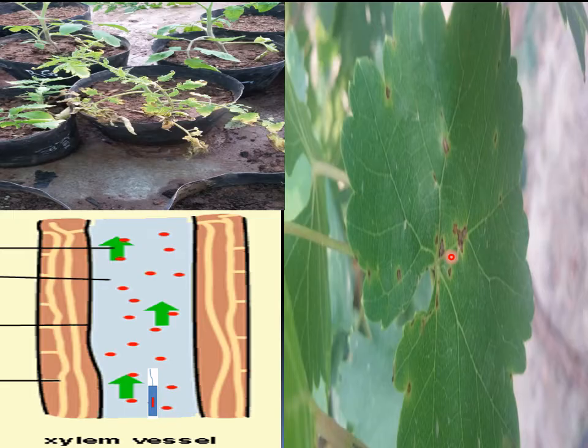And if we move on to the left side of the screen, you clearly see a bacterium and then there is a xylem vessel. So water is moving upward. And if water is moving upward, the bacterium is also moving upward. And then it is distributed all over the plant. Such lesions are known as systemic lesions, which could lead to the complete death of the plant, like in the case of wilting diseases.